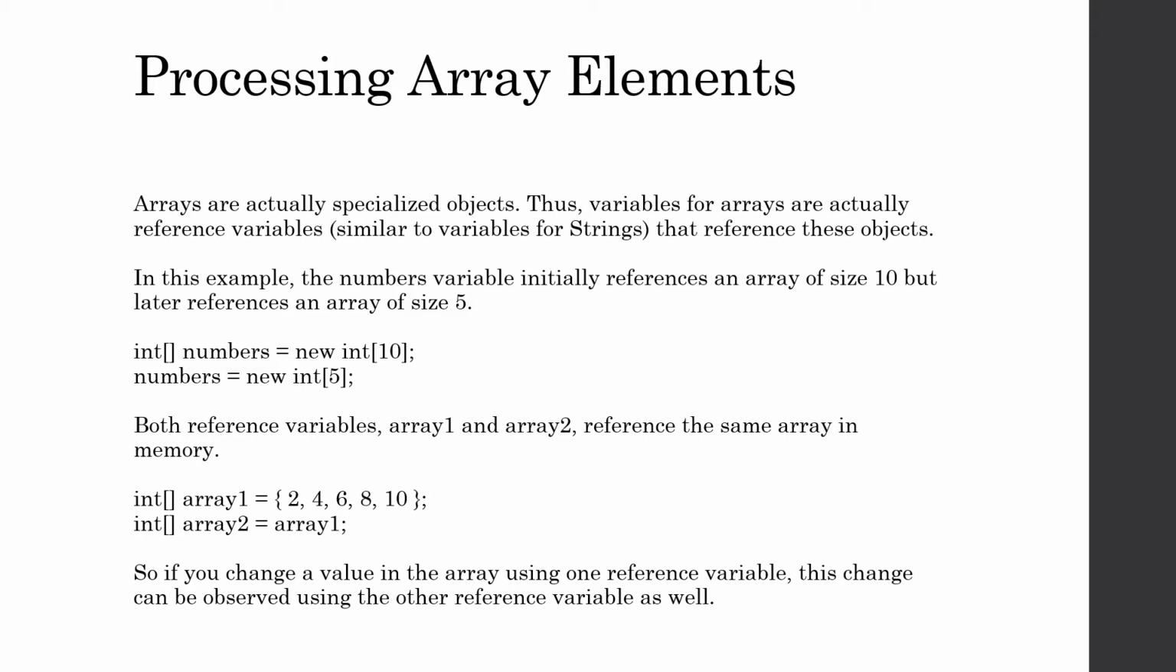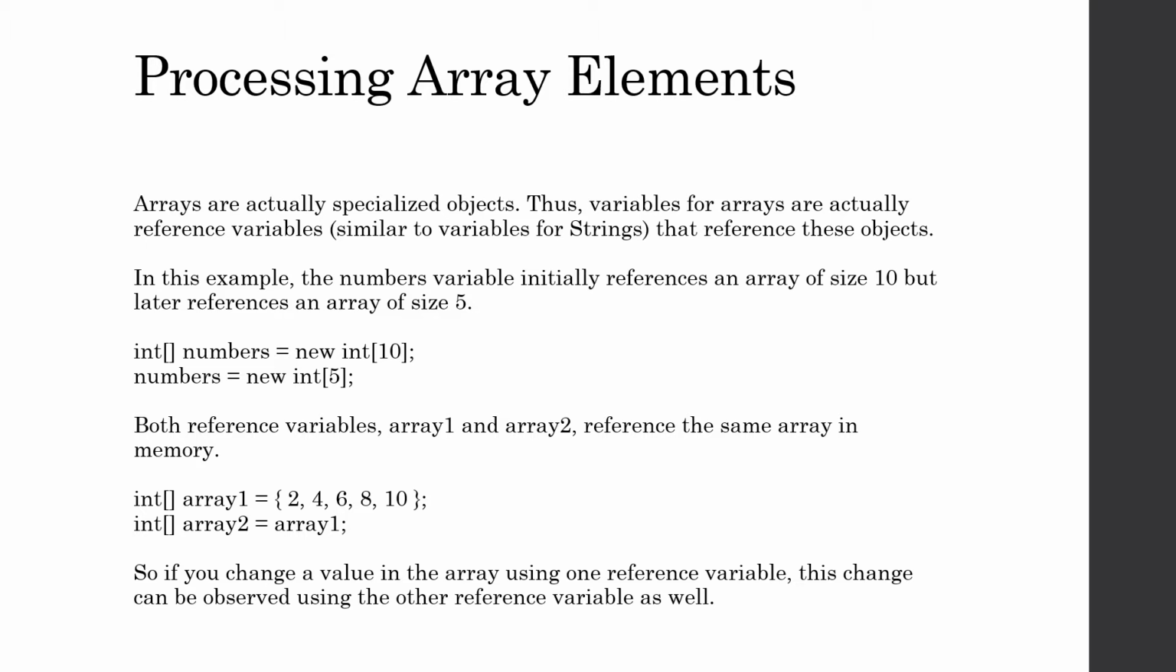So this tells us that the variables for arrays are actually going to be reference variables. So this is similar to the variables for strings or some of the other classes that we've seen. And these are going to reference objects of the array class. So in this particular example we have right here, the numbers variable initially references an array of size 10, but later references an array of size 5.